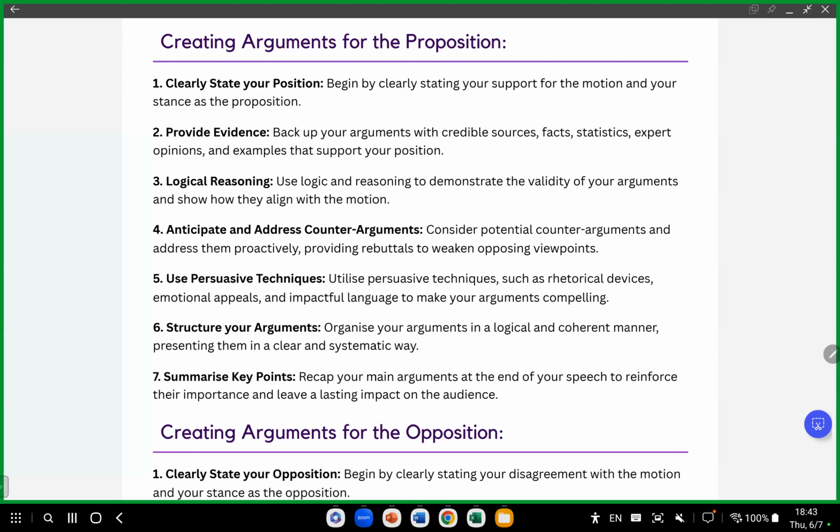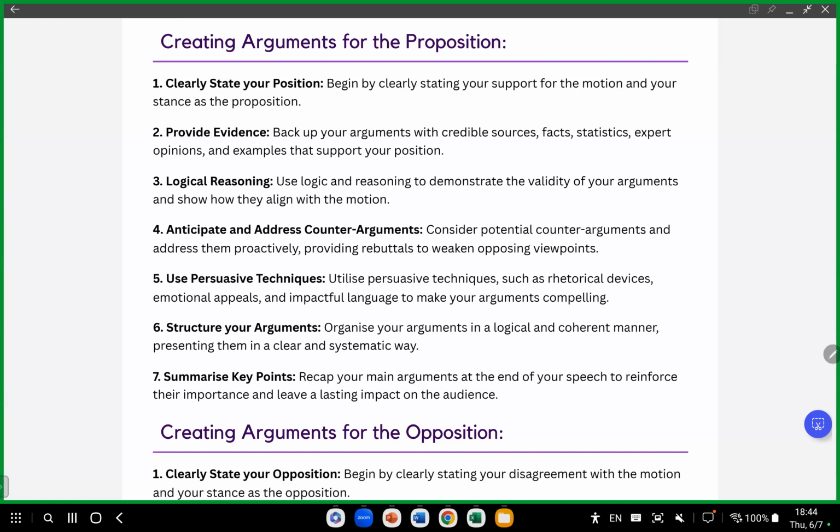The next thing you need to do is structure your arguments. So you need to organize your arguments in a logical and coherent manner. And what that means is that, again, logical, they have to make sense, and coherent means that people have to understand it. So if it makes sense and people can understand what you're saying, you're going to present a very strong argument that people are going to believe.